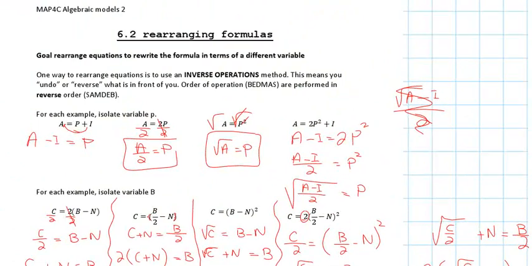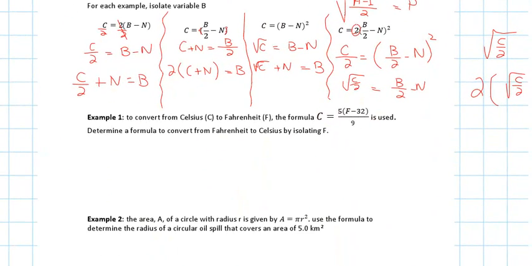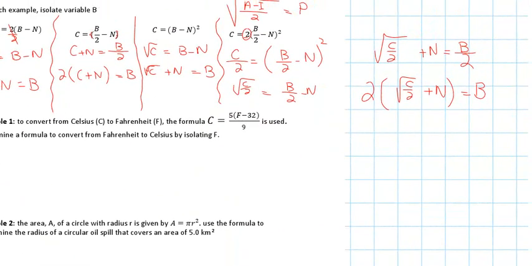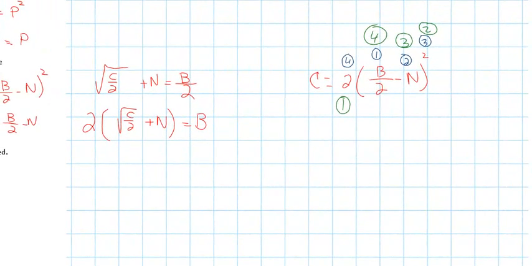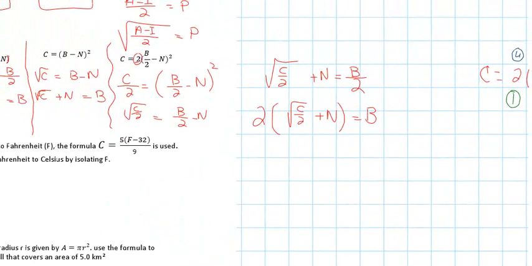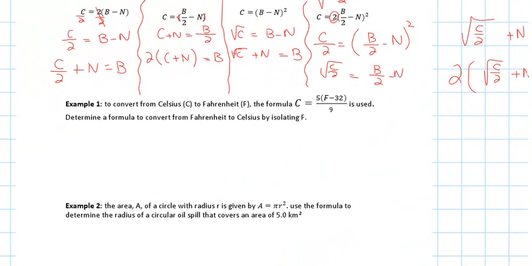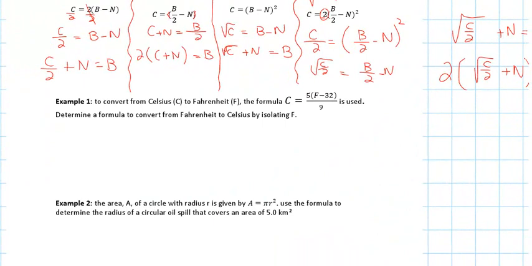C equals 5 times F minus 32, all over 9. I know we all use our phones, but this is the actual formula. Determine a formula to convert Fahrenheit to Celsius. So if you know the temperature in Fahrenheit, but you want to know what it is in Celsius, what do you do? Divide by 9. Multiply by 9. So you're going to isolate for F, okay? First thing is you multiply by 9.